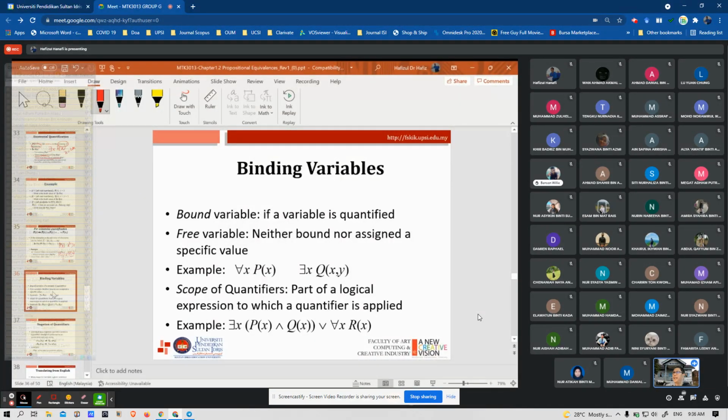Okay, binding the variable, bound variable. This one I have explained. If a variable is being quantified, for example, we have for the quantification a free variable and then bound or assigned a specific value. For example, we have for all and for some. The scope of a quantifier is the part of the logical expression to which the quantifier is applied. Okay, for example here.